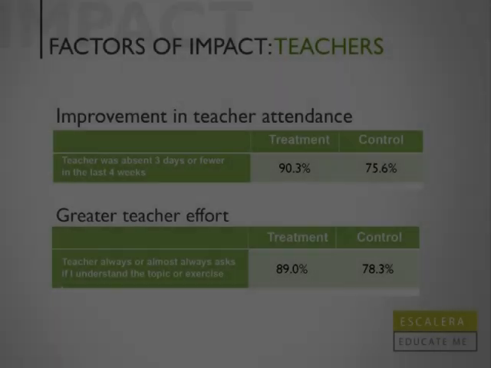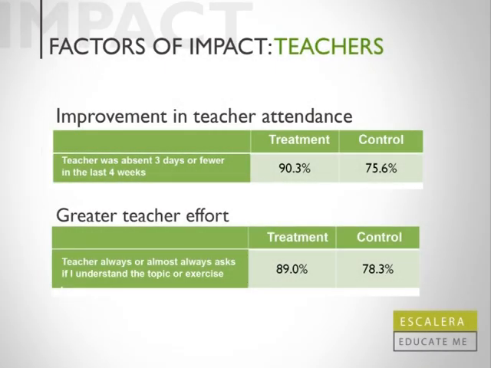Great, so now we're going to talk a little bit about some of the ways that we found the program to have an impact aside from just the impact on student effort. So basically what we found was that the program led to an improvement in teacher attendance as well as teacher effort. What we see here is the difference between the treatment and the control groups. First, looking at teacher attendance, the percentage of students who reported that their teacher was absent 3 days or fewer in the last 4 weeks.